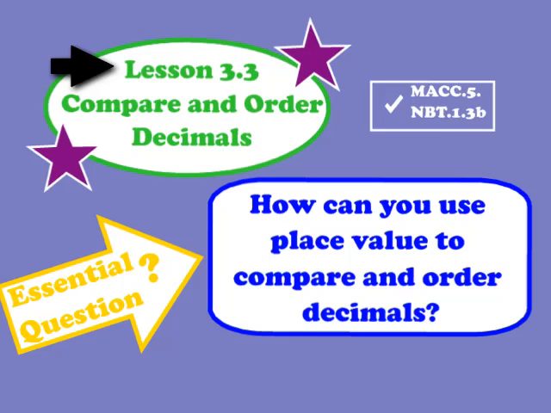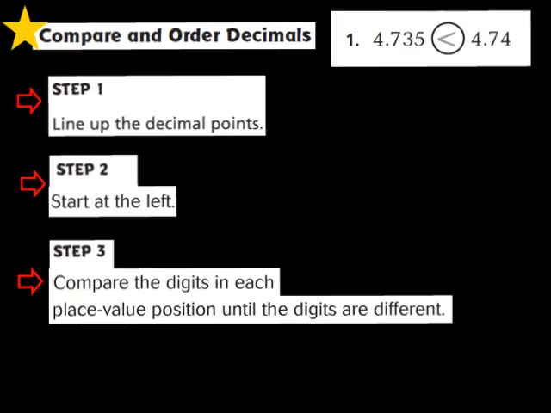Hi, 5th graders. Welcome to Lesson 3.3, Compare and Order Decimals. The essential question for this lesson is, how can you use place value to compare and order decimals? Now, go ahead and open up in your Go Math workbooks to Lesson 3.3, found on page 57, and let's get started.